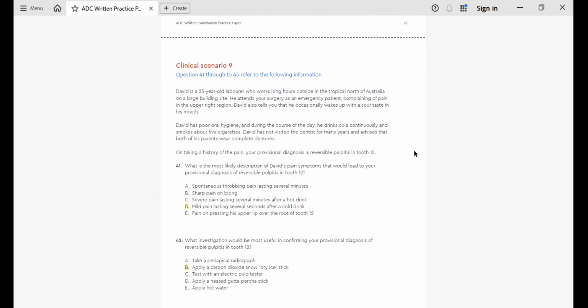All right. Next case. A 25-year-old laborer, works long duration outside. Emergency patient, upper right region, complains of pain. He occasionally wakes up with a sour taste in his mouth. David has poor oral hygiene and during the course of the day drinks cola continuously and smokes about 5 cigarettes. Has not visited a dentist for many years and advised that both of his parents wear complete dentures.